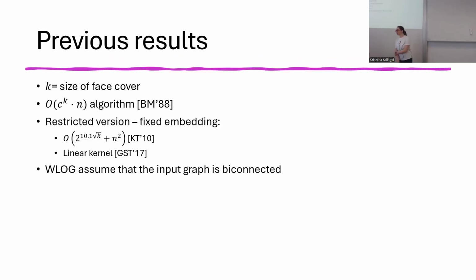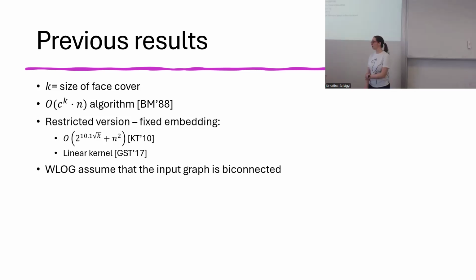So what were some previous results on this topic? In 88, Bienstock and Monma came up with a c to the k times n algorithm for computing face cover.